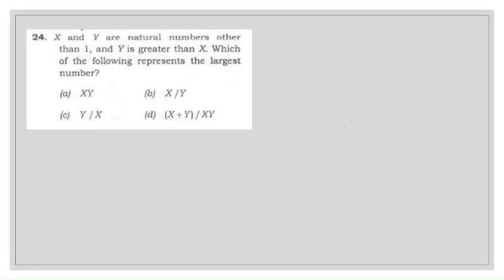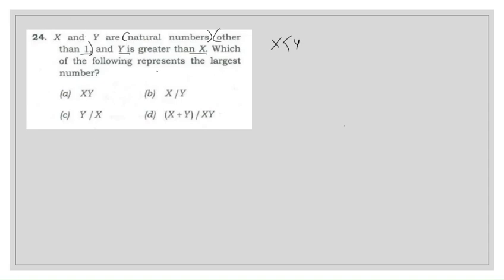Now the next question says that x and y are natural numbers other than 1 and y is greater than x. So basically we have x and y which are neither decimals nor negative, they are just simple numbers, natural numbers, as it is written here. Now they say that y is greater than x and also neither of them is 1. We'll also look at the reason why that is written, later on.